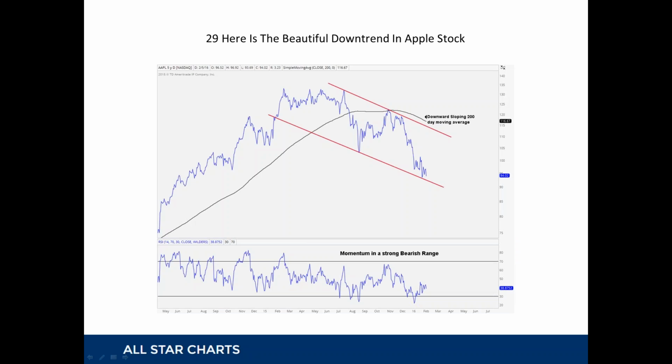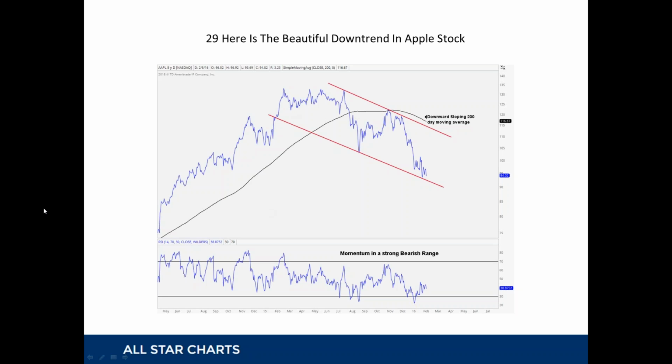Chart number 29 is Apple's downtrend. This has been one of my favorite shorts for a long time. We said last summer that if we broke the range that it had been in since February, we wanted to short it, and that's exactly what occurred in summer. And we wanted to be shorting any and all strength in Apple ever since last summer, and this has not changed.